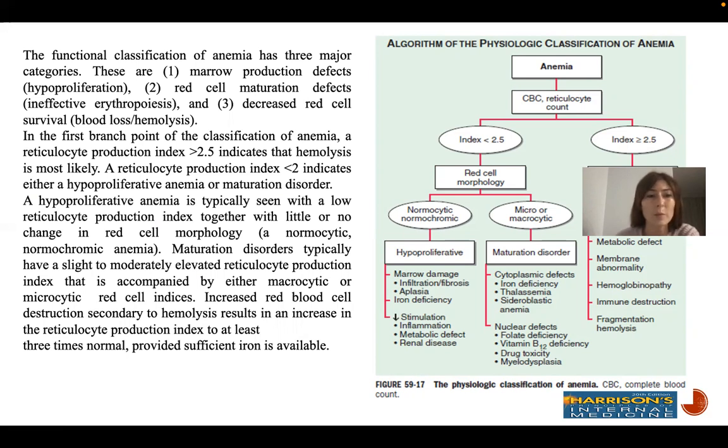A hypoproliferative anemia is typically seen with a low reticulocyte production index together with little or no change in red cell morphology. Maturation disorders typically have a slight to moderately elevated reticulocyte production index that is accompanied by either macrocytic or microcytic red cell indices. Increased red blood cell destruction secondary to hemolysis results in an increase in the reticulocyte production index to at least 3 times normal, provided sufficient iron is available.